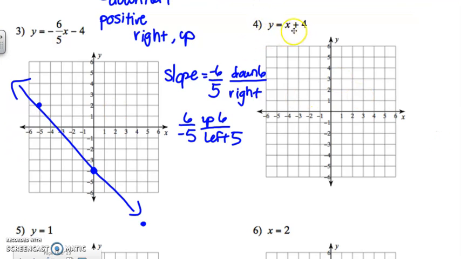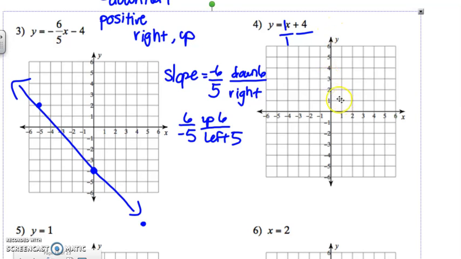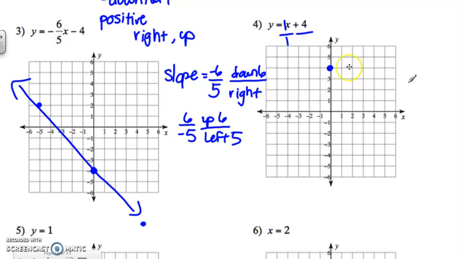Alright, on number 4, I do not see a number in front of the x, but that is a given 1. And remember, you can always do 1 over 1 for your slope. And then your y-intercept was at a negative 4, or a positive 4. So you would graph at a positive 4. And then you would do your slope 1 over 1. And since they're both positive, you're going to go up and right, and then make a point. And then keep going up and right to make more points.